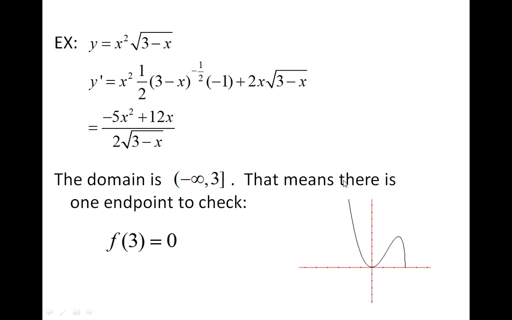So I went ahead and graphed my function, and it looks like this. And if I'm looking for endpoints that I would have to check, make sure that you're keeping in mind here 3, but actually 3 is an open circle.